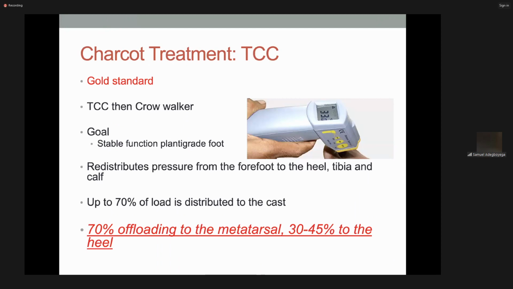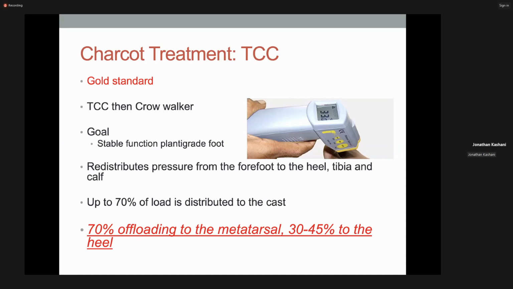What is the gold standard for treatment of Charcot foot? Total contact cast. If you don't have a total contact cast, what else can you go for? Could use a CAM walker. You can use a CAM walker. That's right. Prefabricated orthotic. So there's something called a CROW walker.